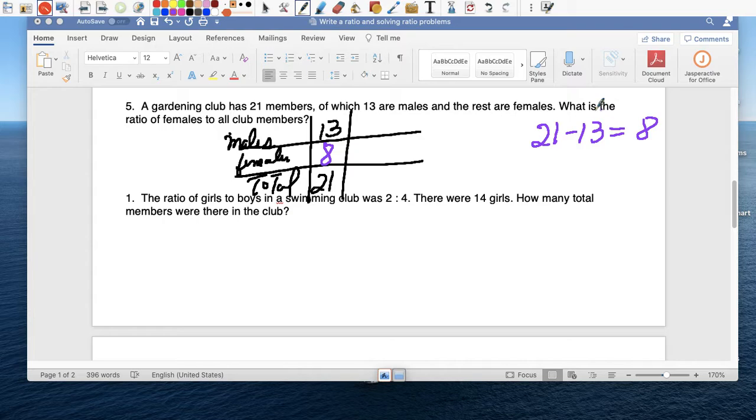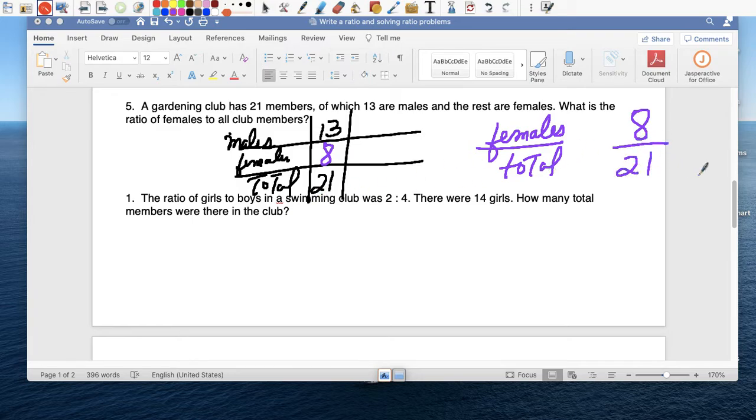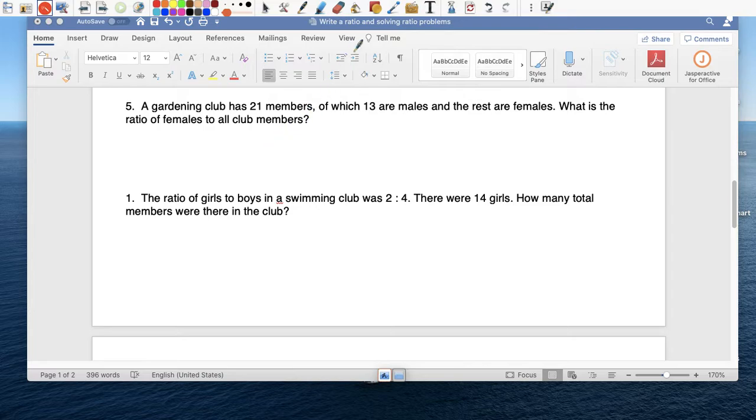So now I can answer what's the ratio of females? The ratio of females. So let's write, we want to find the ratio. Comparamos el número de females, de mujeres, con el total. How many females are there? There is 8. What's the total? 21. Can we simplify? No, we can't divide anything. Okay, so that was question 5, which should have been question 1.